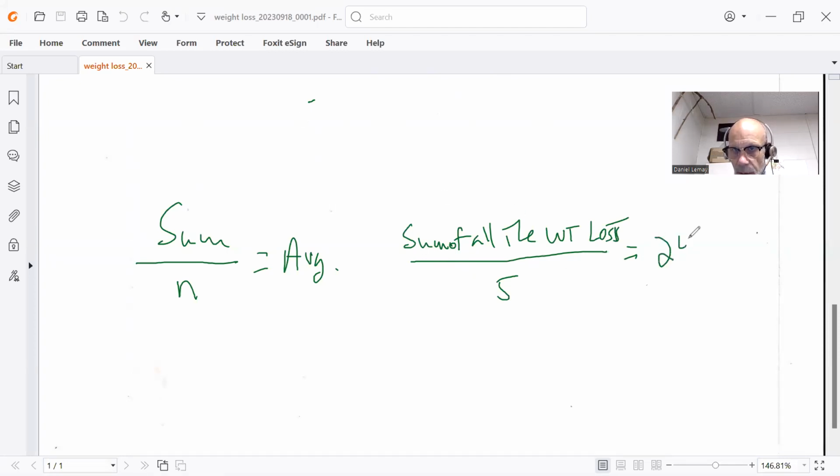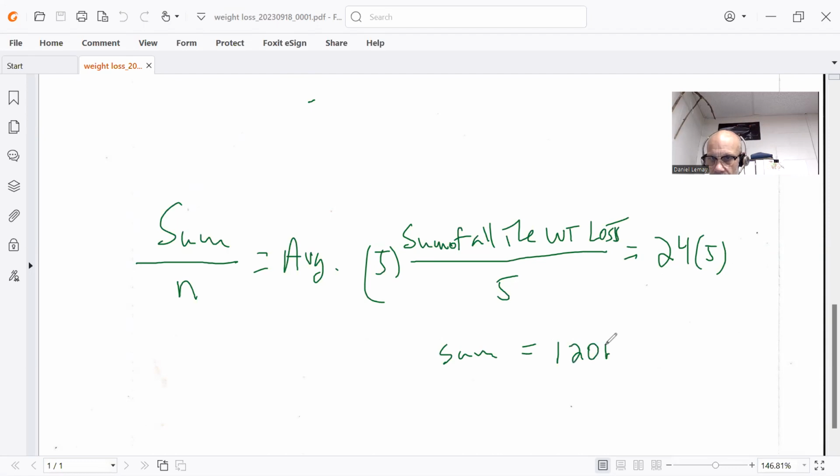So if I wanted to find what all the weight loss was, I'm going to multiply both sides of this equation by 5. I know algebra. So the sum equals whatever 24 times 5 is. I think it's 120 pounds. So now I can do that same thing with all the people that were moderately obese.